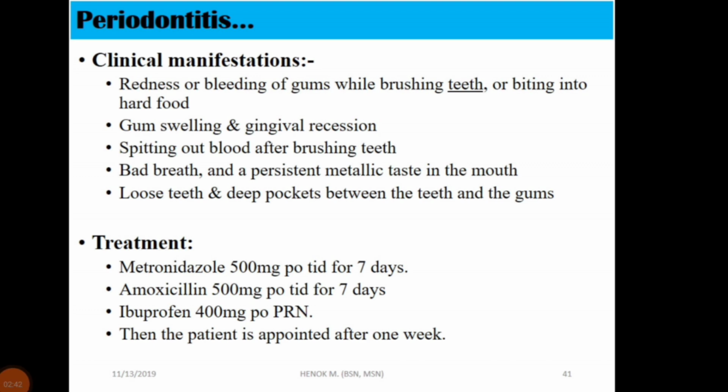Treatment is metronidazole 500 mg PO TID, 3 times a day for 7 days, and amoxicillin 500 mg PO 3 times a day for 7 days, ibuprofen 400 mg PO PRN. Then the patient is given an appointment after 1 week.